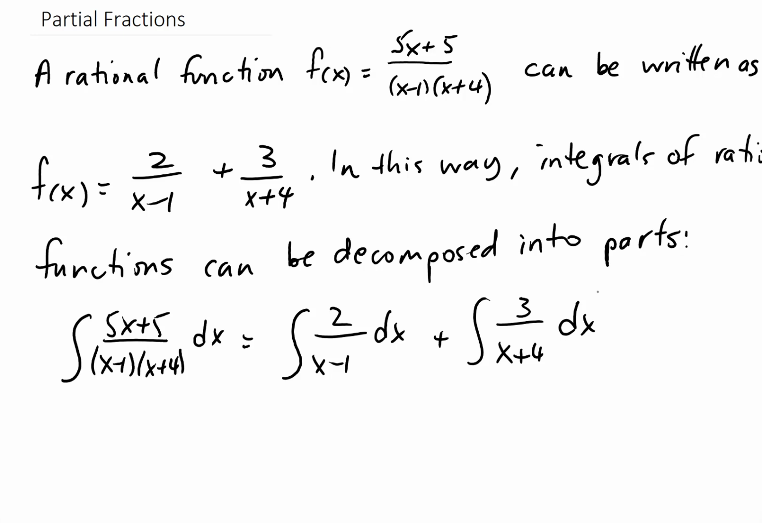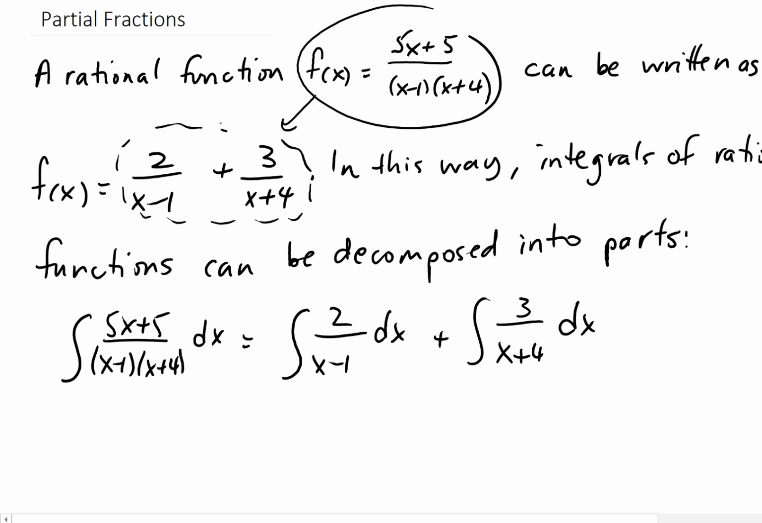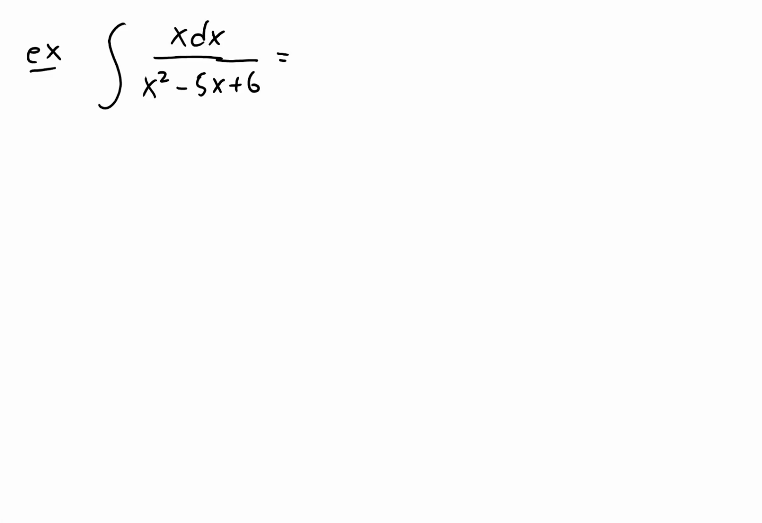So the question is, how do we go from this function to having these two functions? And that's the tricky part. So let's take a look at that through another example. Here we have the integral of x dx over x squared minus 5x plus 6. Again, we have a rational function. The first step to trying to pull this apart is to factor the denominator.